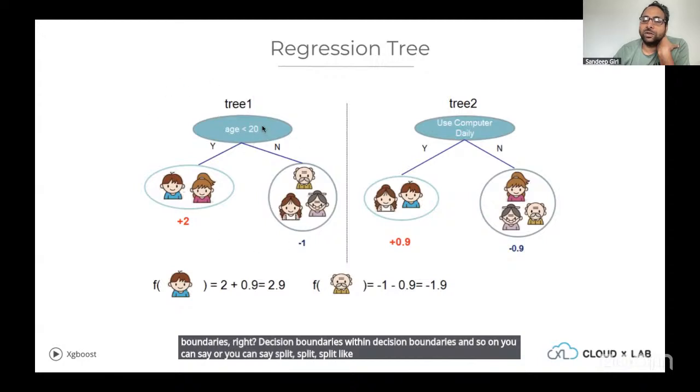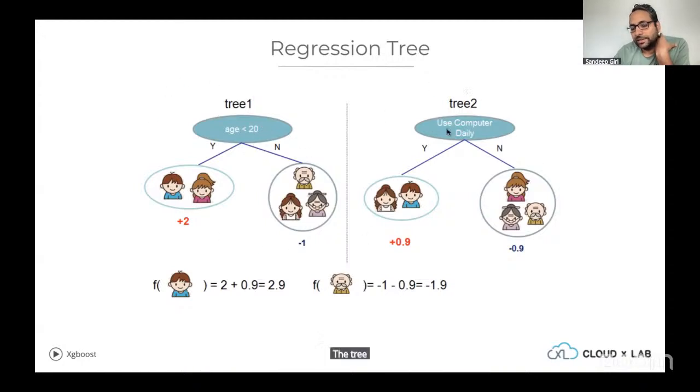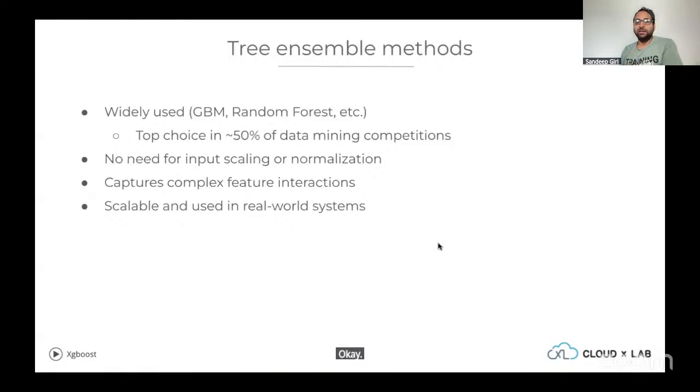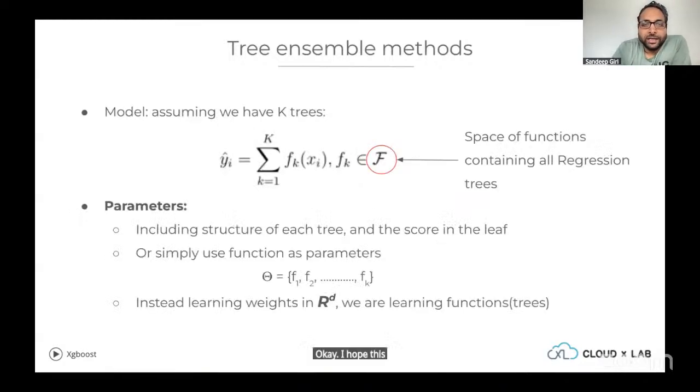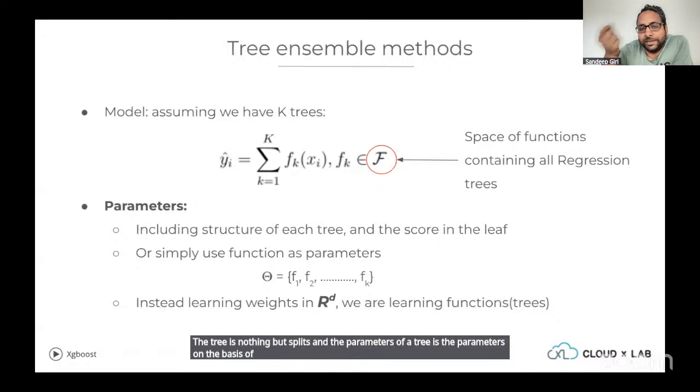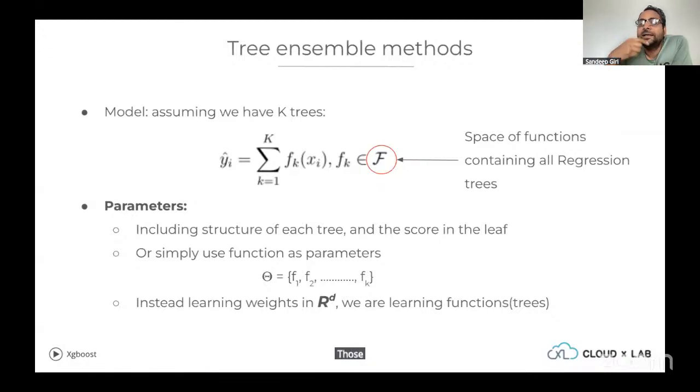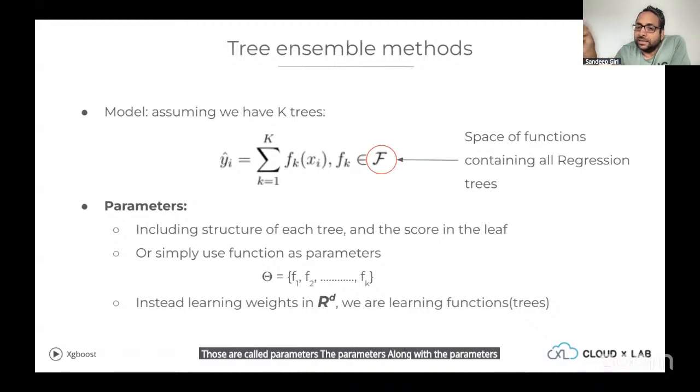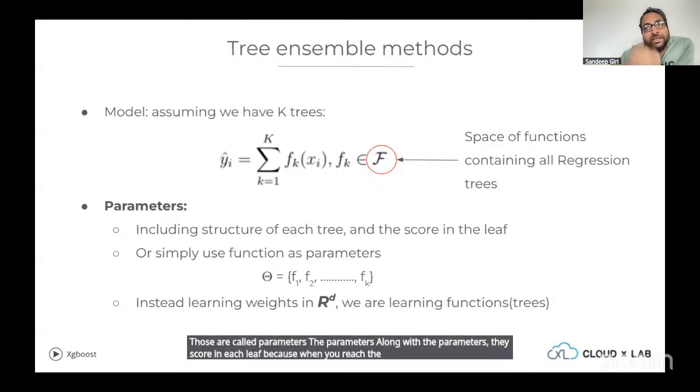Right now, this tree has only one split. The other tree also has only one split. But in real life, these splits will be many. I hope this makes sense to everyone. So basically, the tree is nothing but splits, and the parameters of a tree are the parameters on the basis of which we have done the split. Those are called parameters. Along with them, we have the score in each leaf, because when you reach the leaf, that's when the tree returns a value.